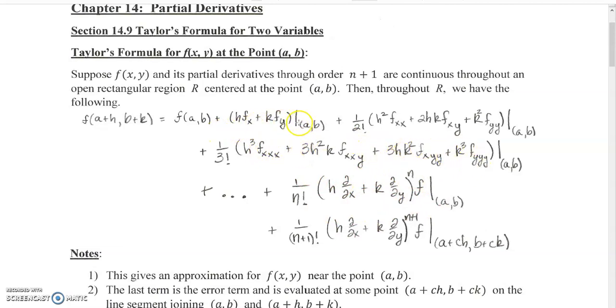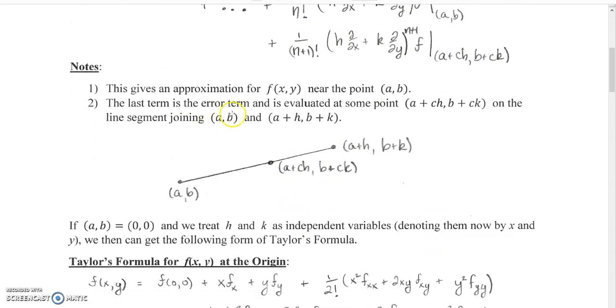We're not going to do anything beyond the second or third order approximation, so you don't need to worry much about that, okay? Just want you to understand what the whole formula is and how far out it could be carried. So that gives an approximation for f of x y near the point (a, b).